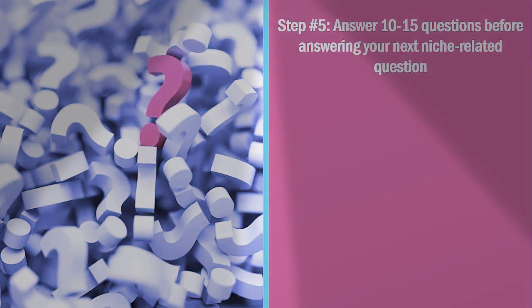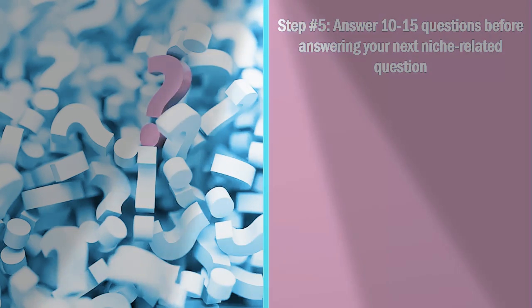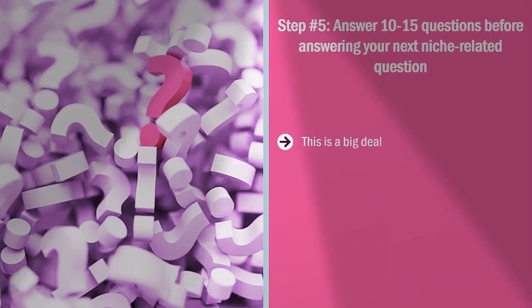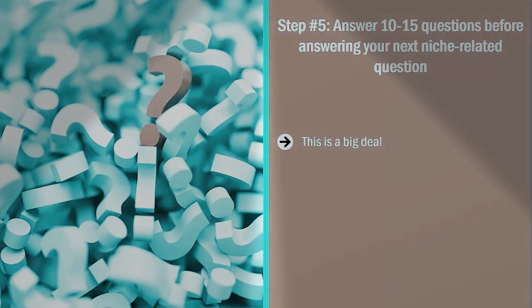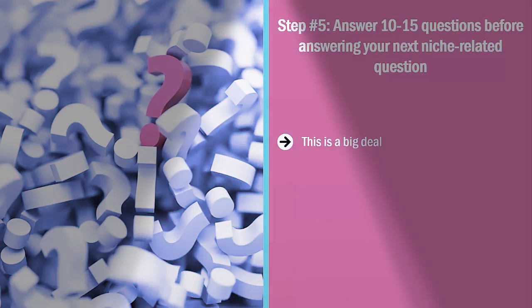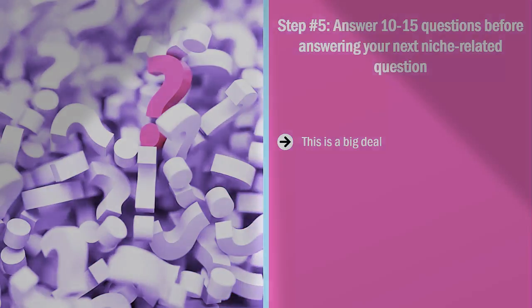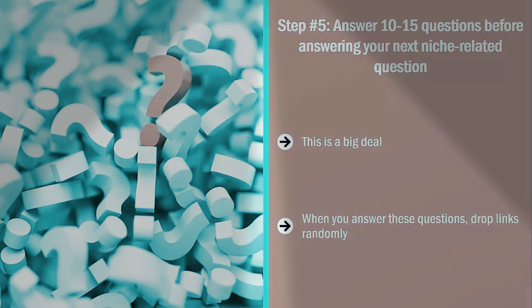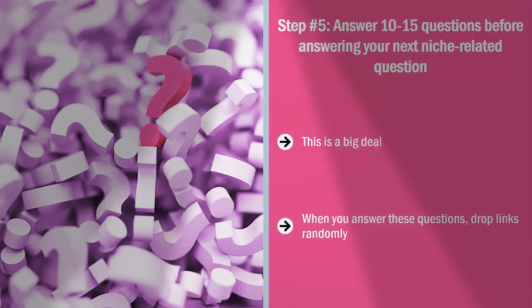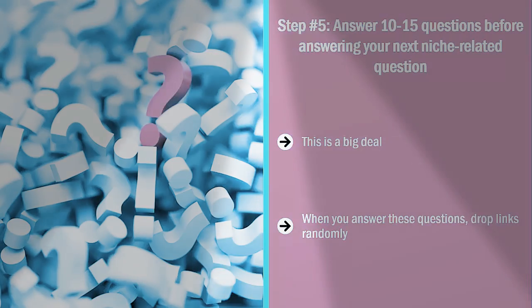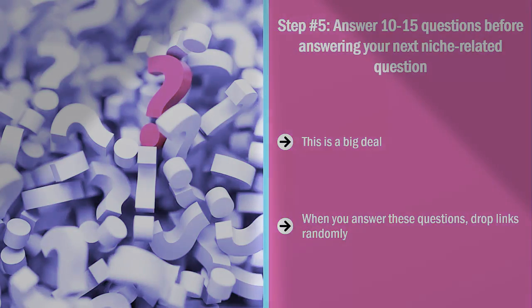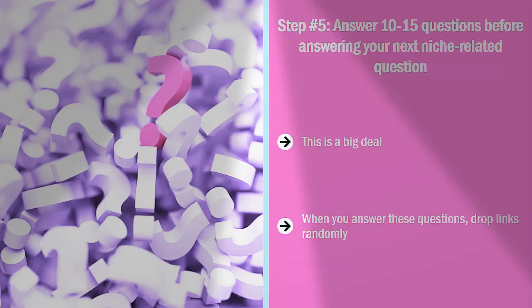Step number 5. Answer 10 to 15 questions before answering your next niche-related question. This is a big deal. You can't just answer only questions related to your niche. You're going to be too obvious when you do that. I suggest that you answer 10 to 15 other unrelated questions in a wide range of unrelated niches. When you answer these questions, drop links randomly. This is curated content that answers their questions and is extremely helpful. These links are not related to your niche. When you do this, you build authority. You begin to look like a legitimate and bona fide member of the Quora community.